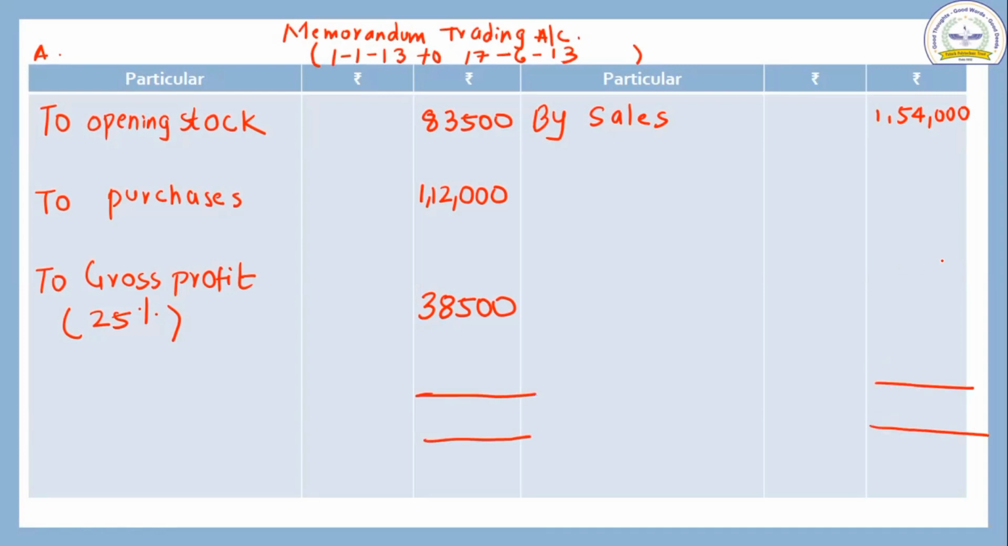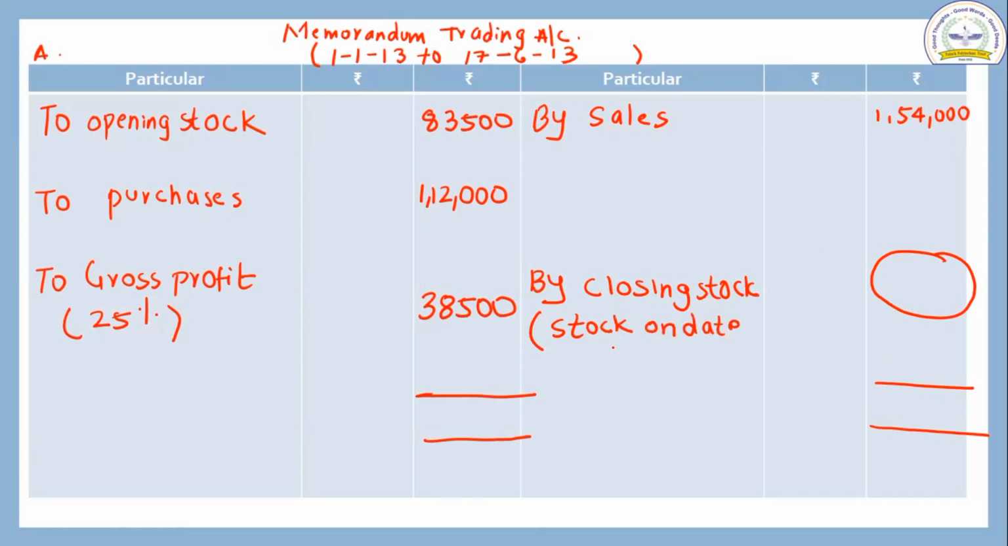And here you are going to get one amount that is for students, the closing stock. That is stock on the date of fire. Closing stock. What is the name? Stock on date of fire. Add this 83,500 plus 1,12,000 rupees plus 38,500.